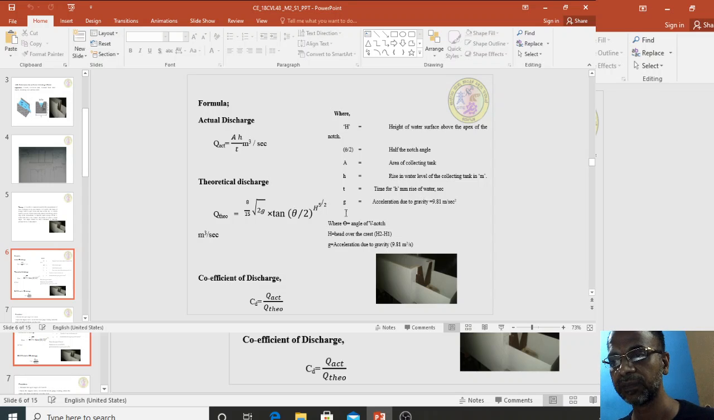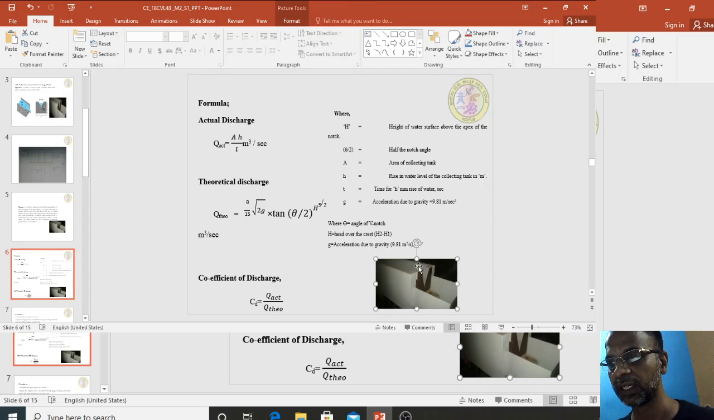Theta is the half angle we are considering because 50% of the flow is flowing through this sloping edge and 50% through the other sloping edge. Therefore, theta by 2. Theta is the angle between these two lines, the V notch angle. Head over the crest: here H1, here H2. This is the crest, so over the crest means H2 minus H1, the head over the crest. Substitute it and you will get the coefficient of discharge CD.